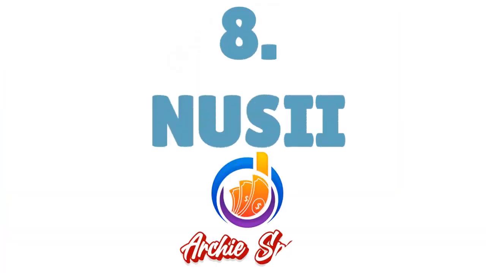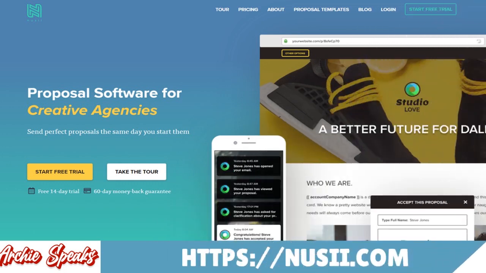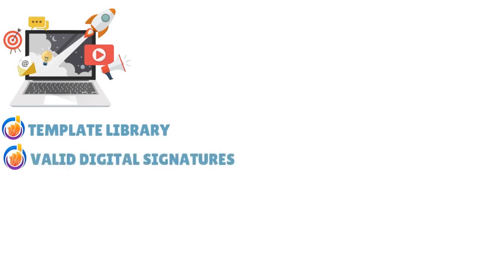Next, you have Nusi. When you think about Nusi, think about business proposal software that is actually geared towards creative agencies. It offers templates for a number of purposes, from branding to web design proposals. That's really good. And so what we love about Nusi is that you are able to get things done a lot faster because it has a large template library. It has valid digital signatures. You have payments with Stripe.